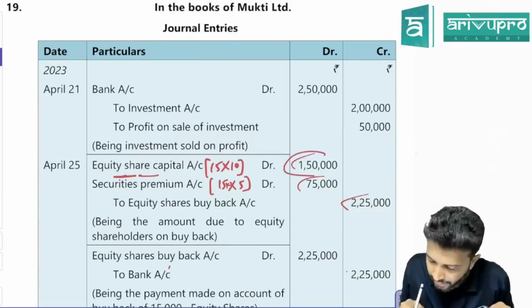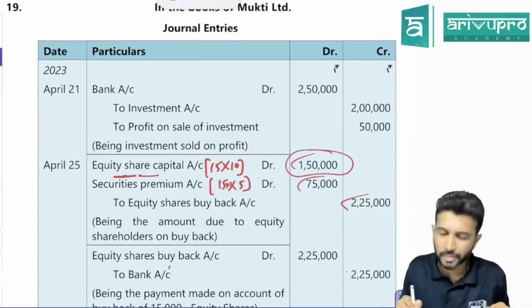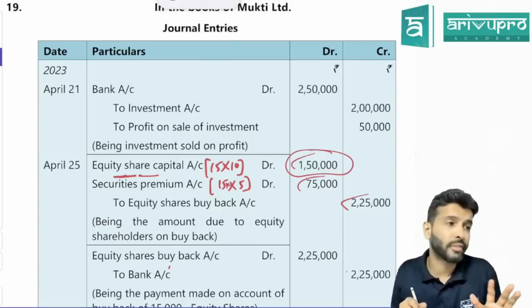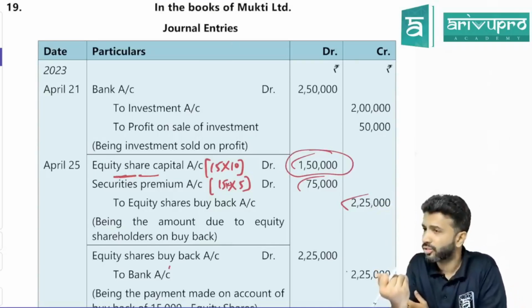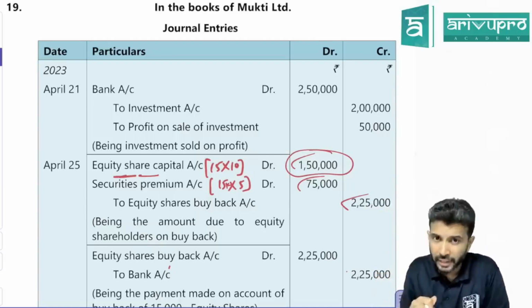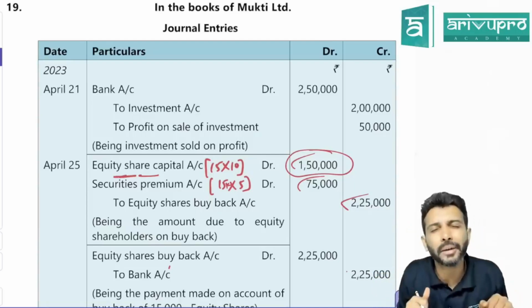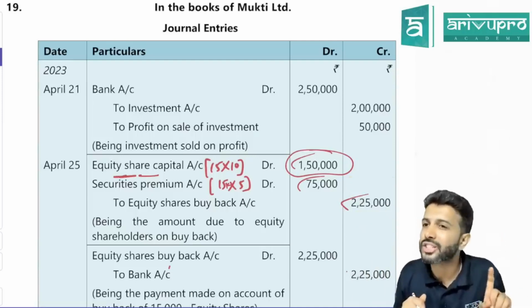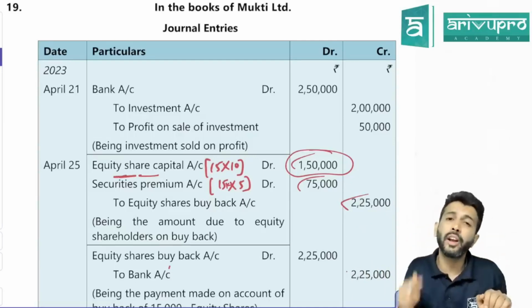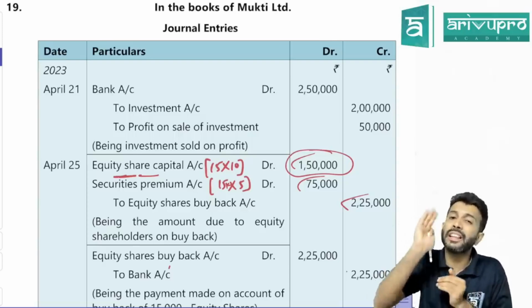Did you cancel any capital? Yeah. How much did you debit share capital by? 1,50,000. That means is the share capital value same or has it reduced? Reduced. That means is there any gap in capital? Yes. How much gap in capital? Since capital reduced by 1,50,000, there is a gap in capital to the extent of 1,50,000. Can you keep it idle or do you need to fill it up? You need to fill that capital gap.